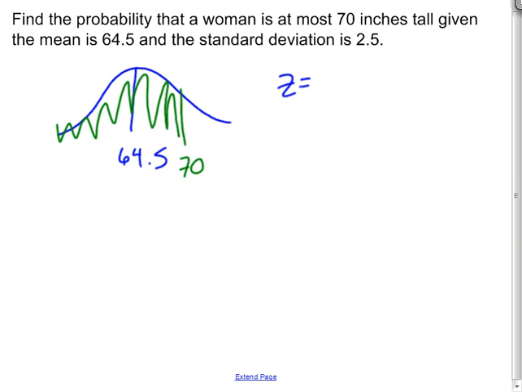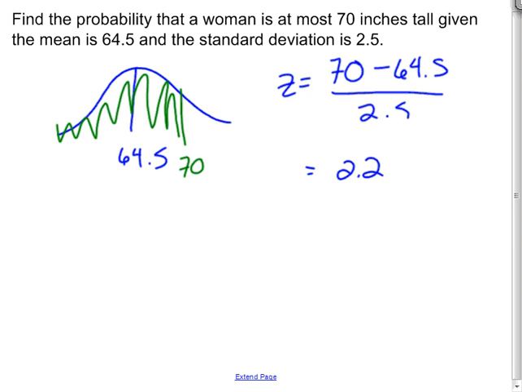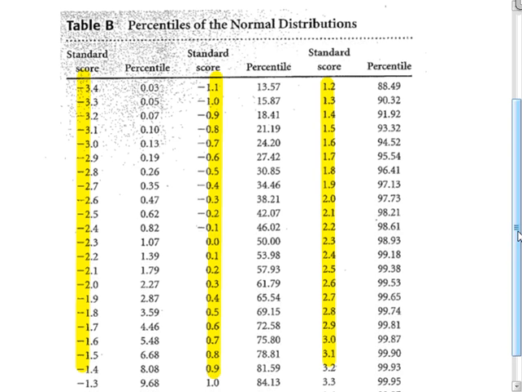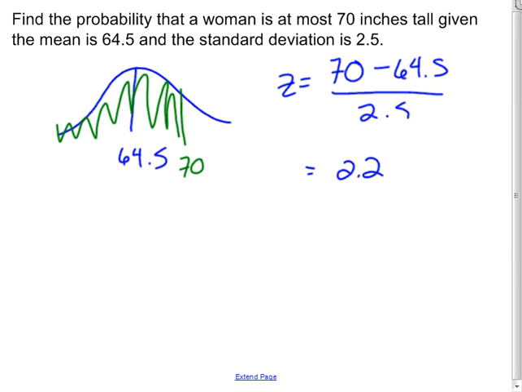So to find my z-score, I take the value I'm looking at, I subtract my mean, and I divide by my standard deviation. When all is said and done, I get 2.2. And again, that reiterates, if it was exactly 2, then it would be 2 standard deviations above my mean, and I know what that probability is from the last one. So now I go to my table. I look for 2.2. Here's 2.2. 98.61 is what falls from here down. So this probability is 98.61%.